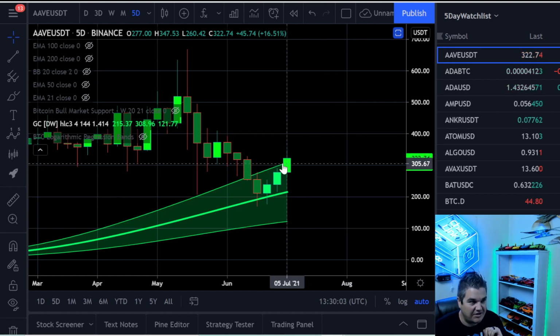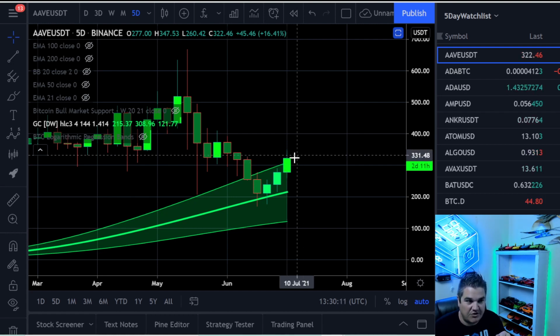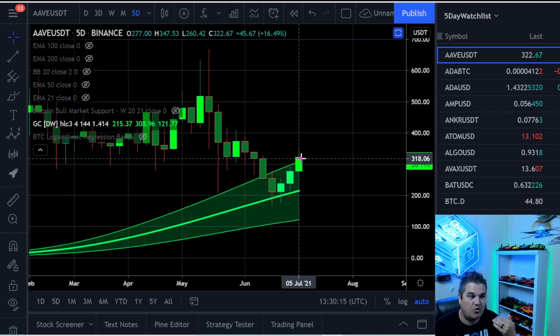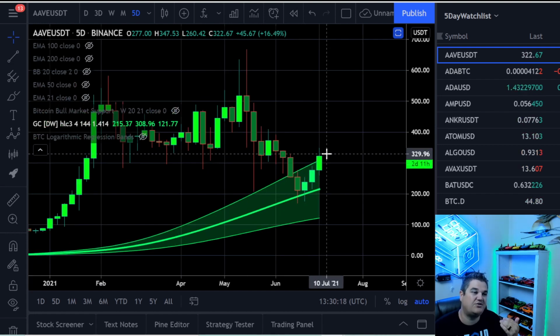So 2 days, 11 hours for this to close. If we're above 308, good sign. Would like to be like 310, like we said before. But 310 would be great, and then you'd want to close and hold this top line as support. And then Aave would have more of a chance to move up, a more sustainable move up.